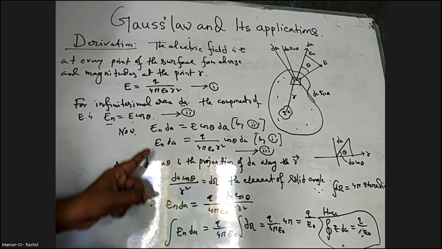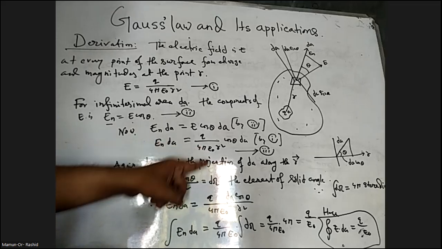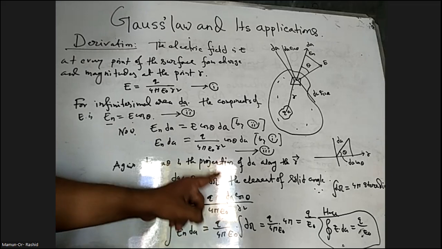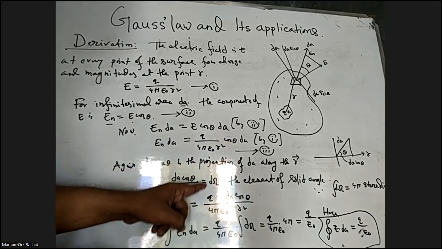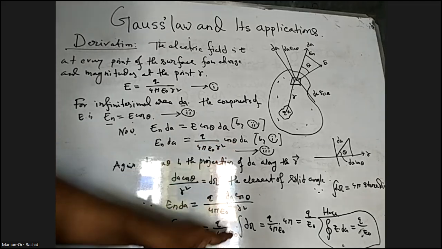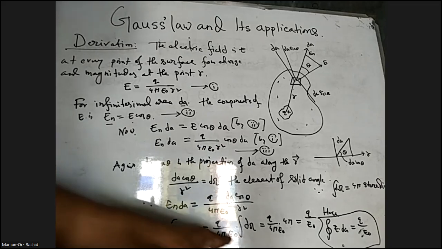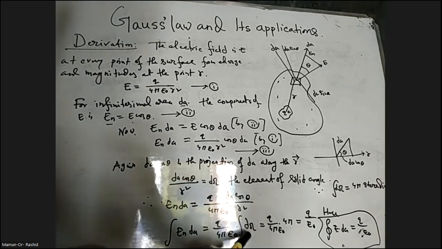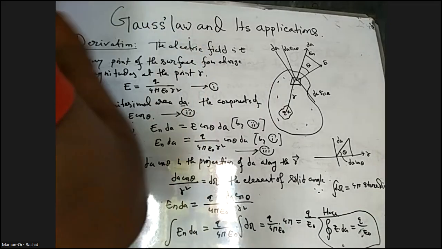Now En dA equals, by equation number 3, q by 4 pi epsilon naught by R square. Just putting this value, dA cos theta by R square equals what? This. Now taking closed integration, contour integration on both sides, we get q by epsilon naught, which is actually Gauss law.